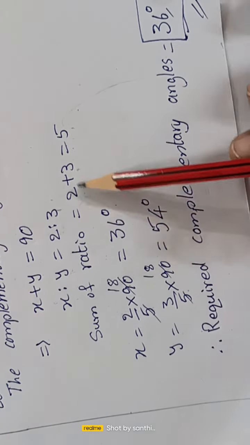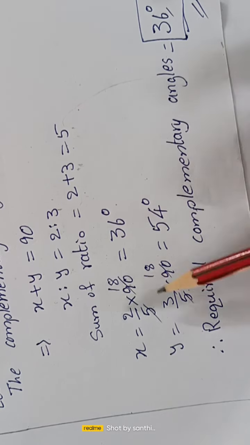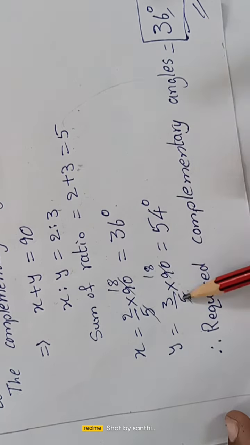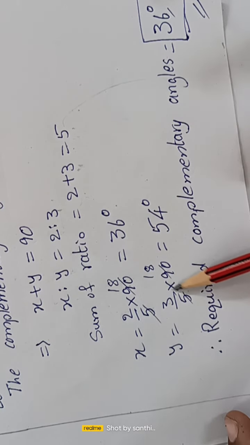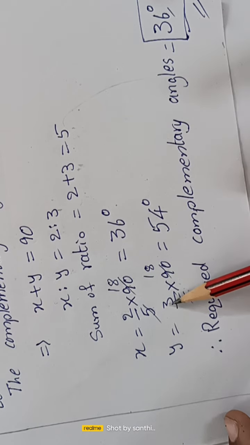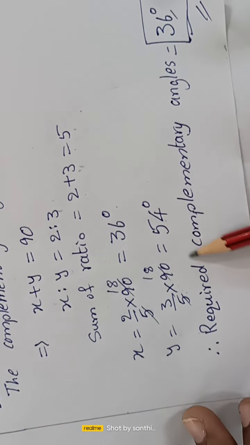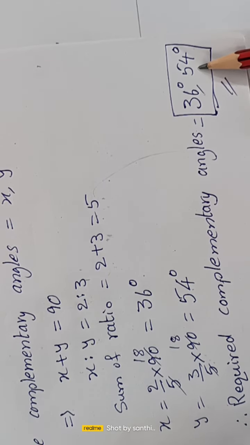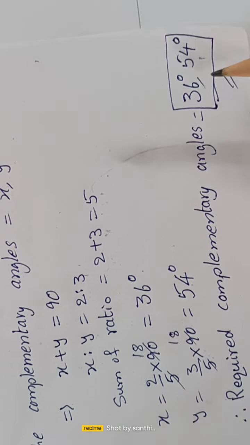Y is equal to 3 parts out of 5 parts, means 3 by 5 of which value there is some 90. Then 3 by 5 of 90. Of means in fractions multiplication into symbol. With 5 18 times, then 3 18s are 54. Therefore required complementary angles are 36 degrees and 54 degrees.